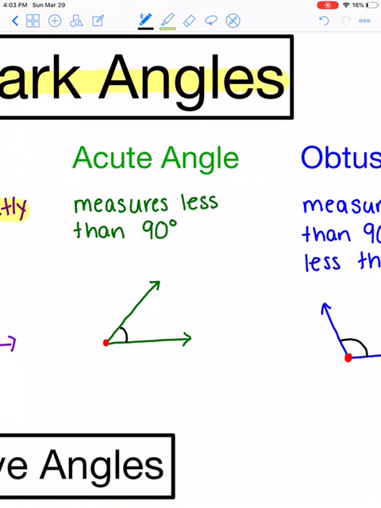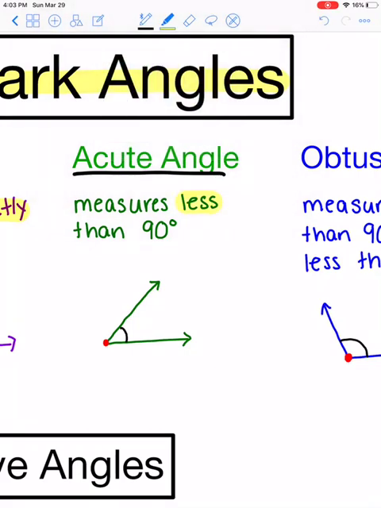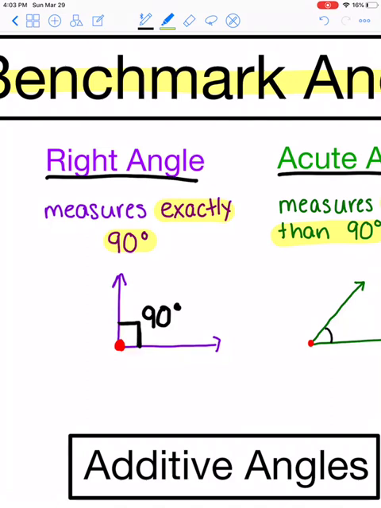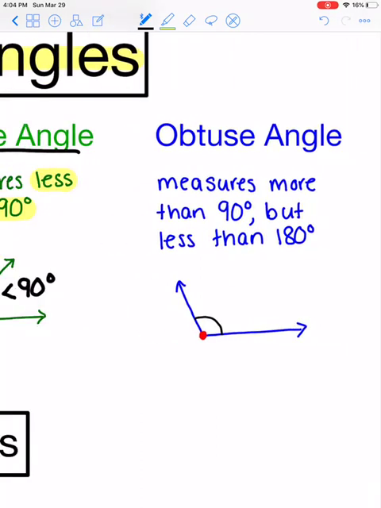This is an example of an acute angle, which measures less than 90 degrees. So it's going to be smaller than this right angle diagram. So this was just an example. The measure from here to here is going to be less than 90 degrees, and we call that an acute angle. And last is the opposite, which is an obtuse angle.